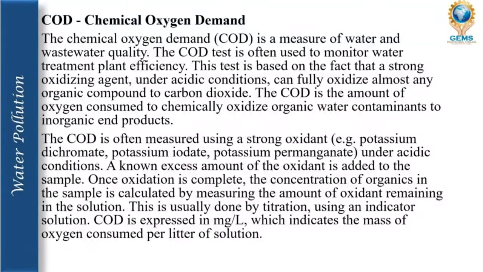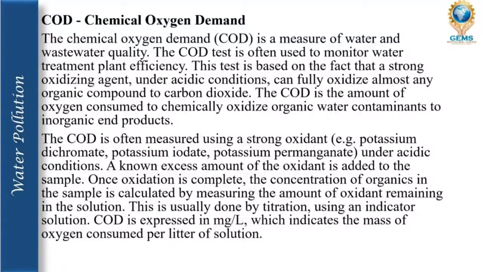The COD is often measured using a strong oxidizing agent like potassium dichromate, potassium iodate, or potassium permanganate. So they use these oxidizing agents to do this COD test. They always do this under acidic conditions, where the pH will be lesser than 7.